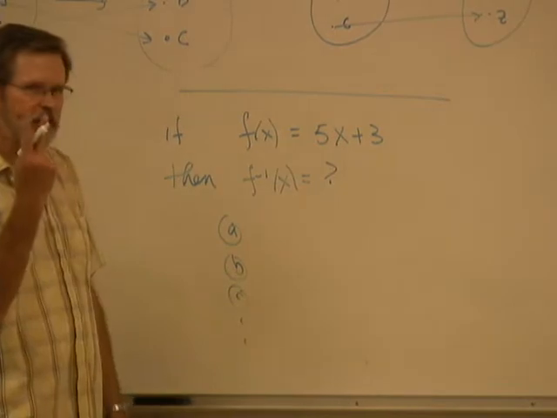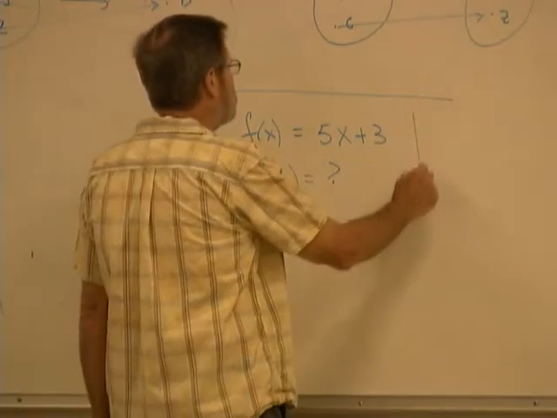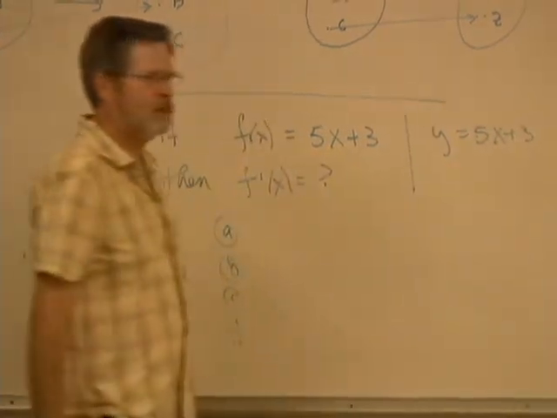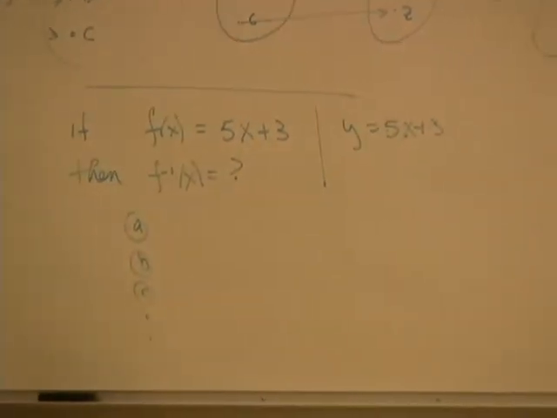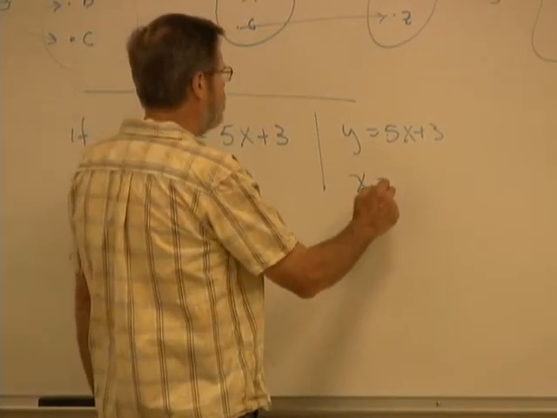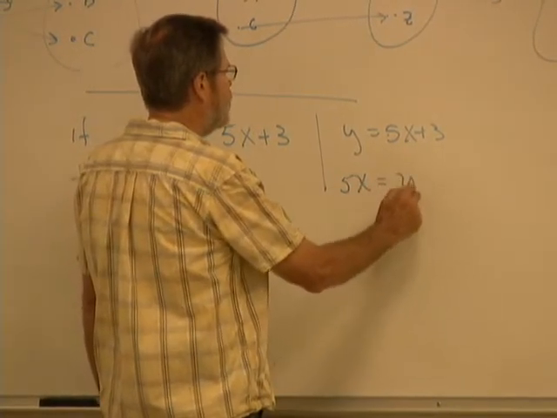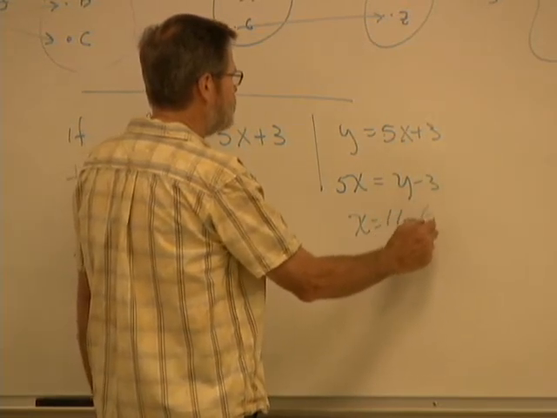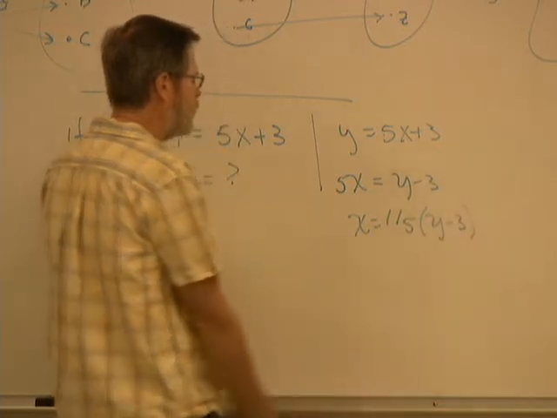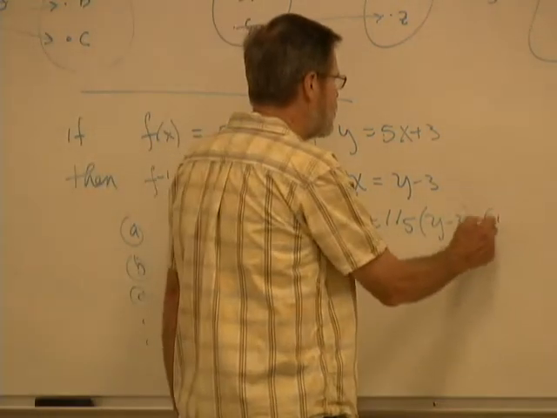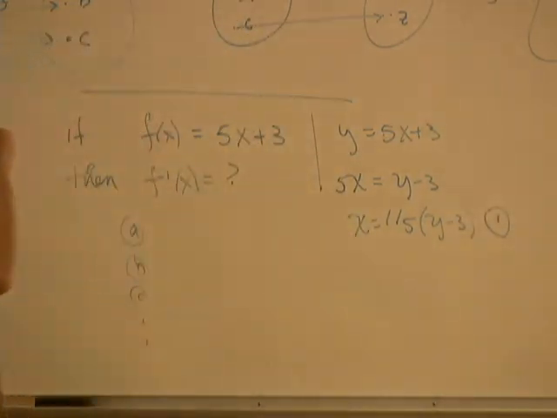Remember, it's really two steps. Y equals 5x plus 3. The first step is to solve for x in terms of y. So 5x equals y minus 3, and x equals 1/5 times y minus 3. That's step 1. Step 2 is to reverse the roles of y and x.